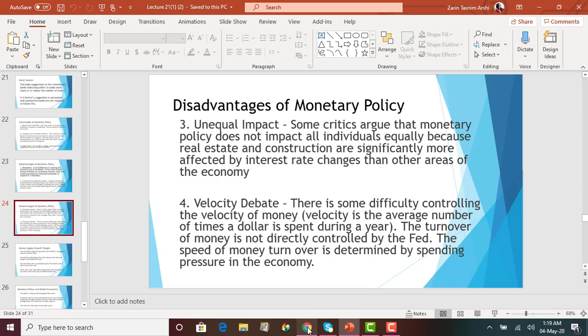That is the velocity of money, and that's one of the disadvantages, because the Fed cannot control that. It depends on our consumption habits, on people's habits of how they want to spend, right? So the Fed cannot control that. So that's another disadvantage of monetary policy.